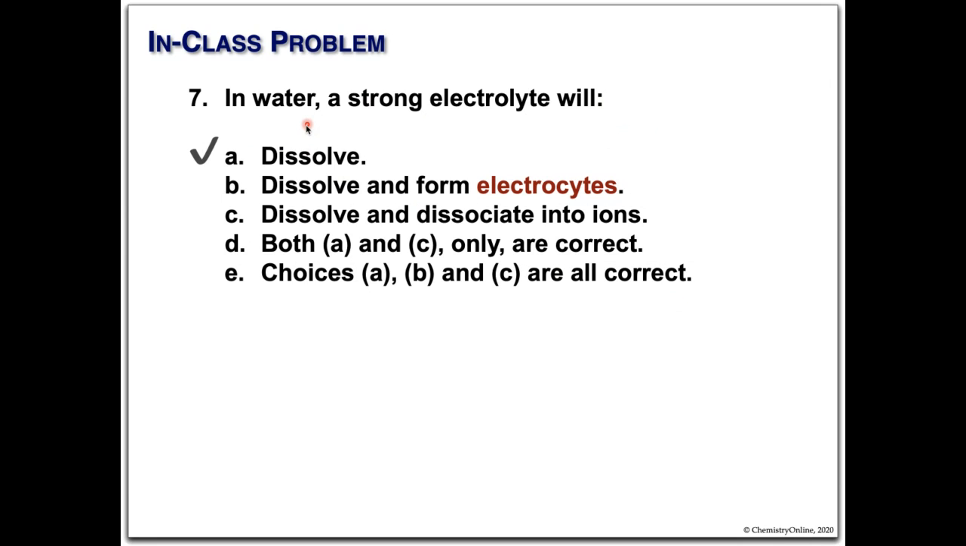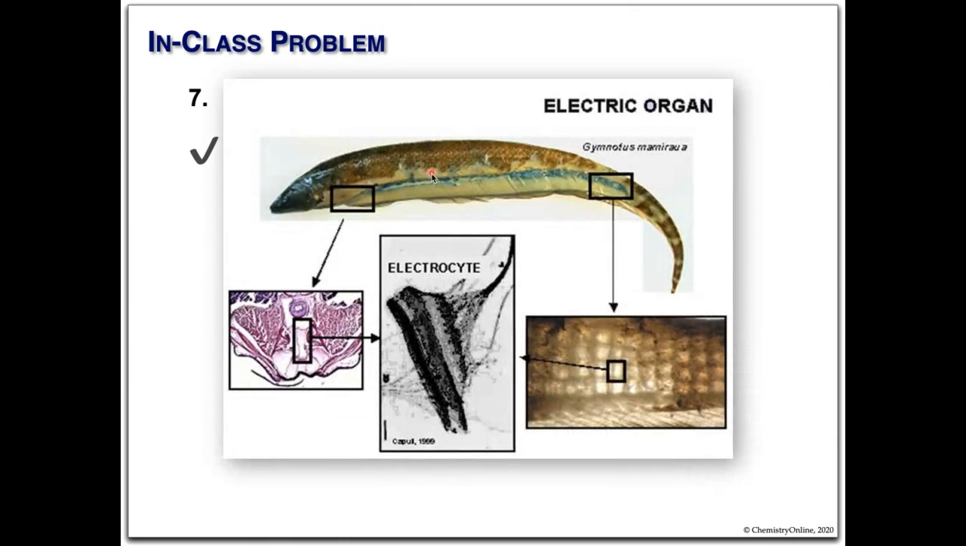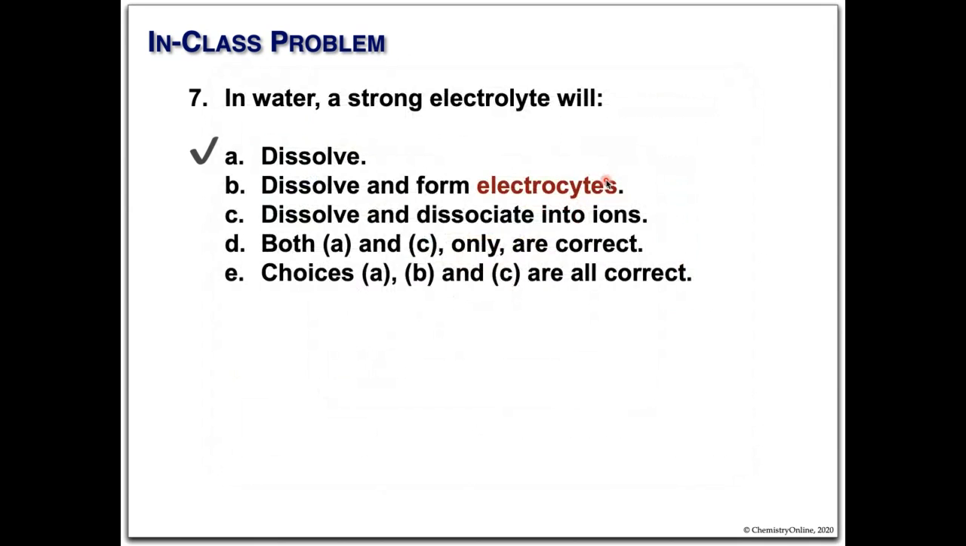Yeah, it has to dissolve, doesn't it? Dissolve to form electrocytes. Any idea what an electrocyte is? An electrocyte is a specialized cell in an electric eel. And this is what generates the current that the electric eel uses to shock you. But no, it had nothing to do with conductivity.